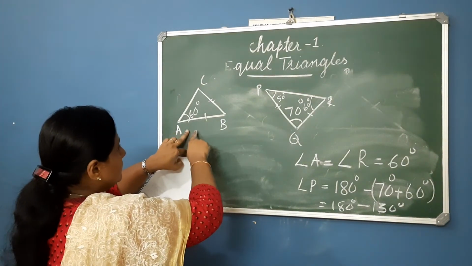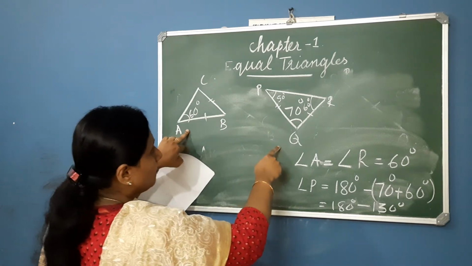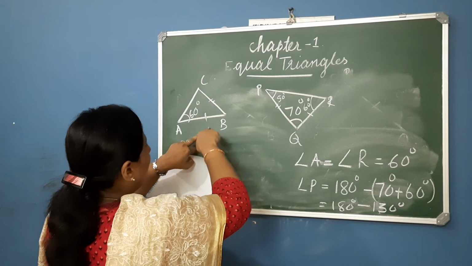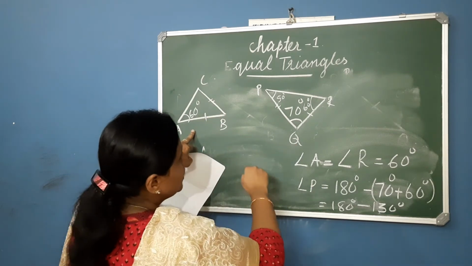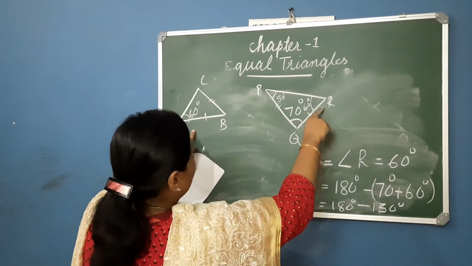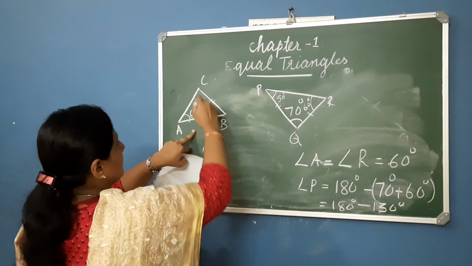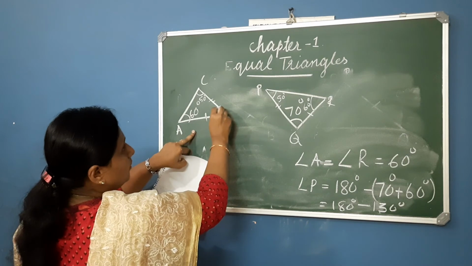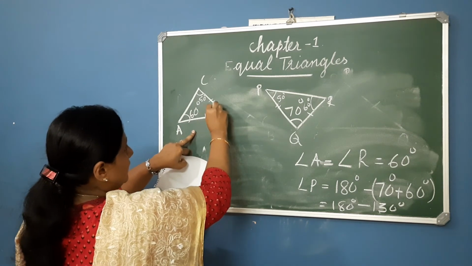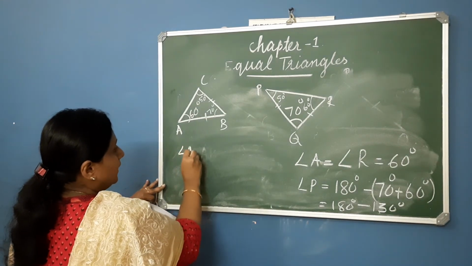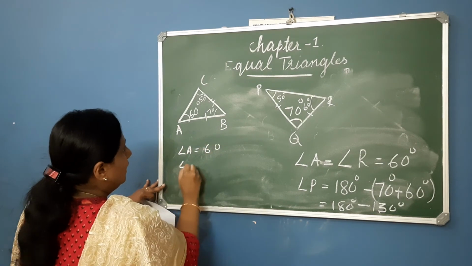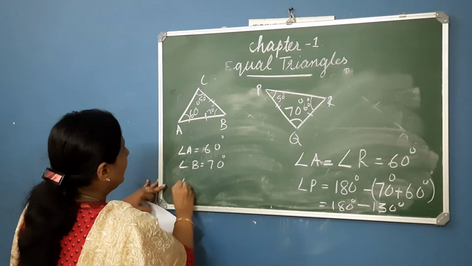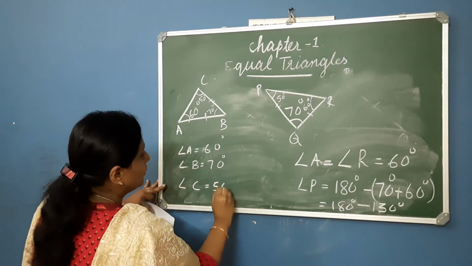So, in triangle ABC, the angle opposite to AB is 50 degree, and angle B is equal to 70 degree. That is, angle A equal to 60, angle B equal to 70, and angle C is equal to 50 degree.